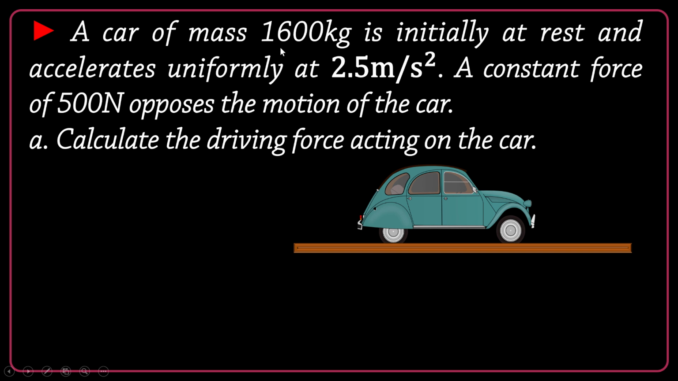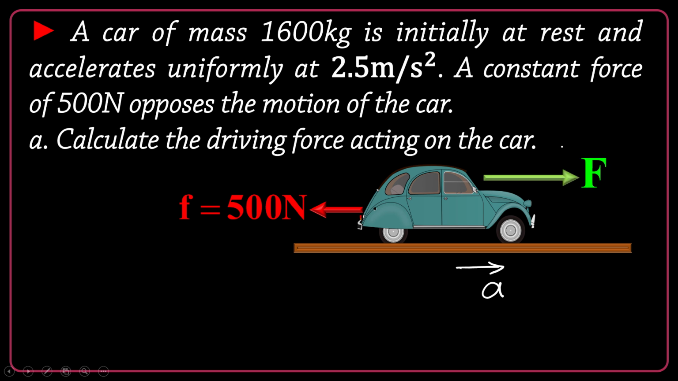A car of mass 1600 kg is initially at rest and accelerates uniformly at 2.5 meters per second squared. So acceleration is given. A constant force of 500 Newton opposes the motion of the car. So we have a resistive force of 500 Newton against the motion. Calculate the driving force acting on the car. Let's say the driving force is F.